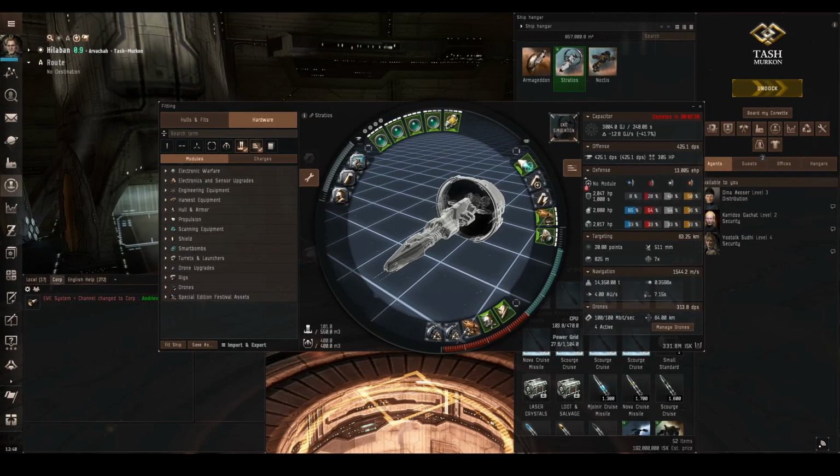In the fitting window, you'll see that every time you add a module, it reduces capacitor, because obviously it's reducing the cap need per cycle. Sometimes changing ammunition can change a capacitor status. This is mostly for lasers and hybrid weapons. Projectile weapons, missiles and drones don't use any capacitor.